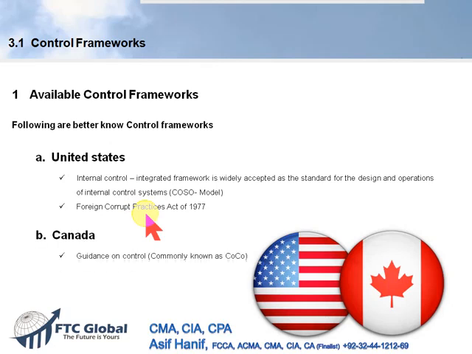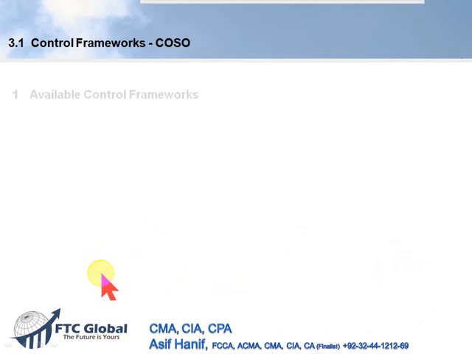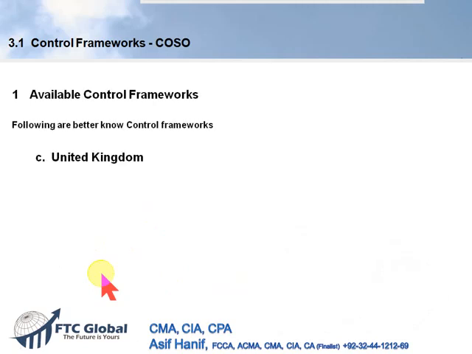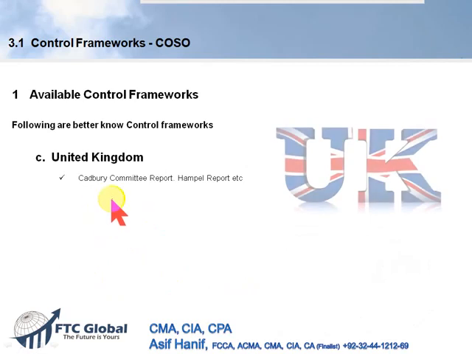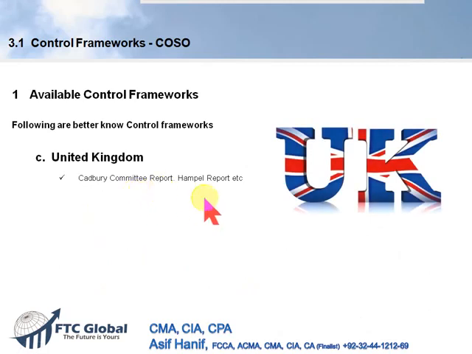Then in Canada, we have guidance on control, commonly known as COCO. This is also in our syllabus. COCO stands for Criteria of Control. Then in the UK, we have the Cadbury report, the committee report, the Hampel report, and all have been blended into the Combined Code. This would not be studied in your text 3.1, just a little bit of awareness.